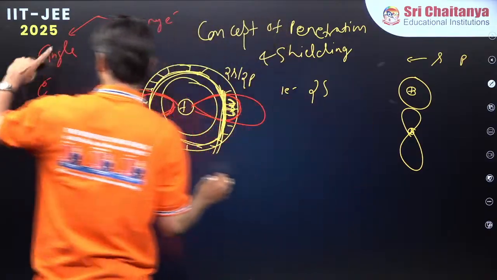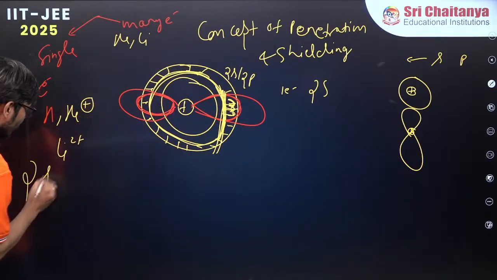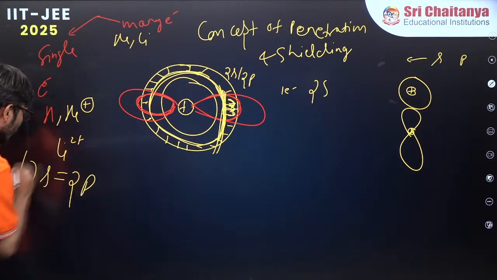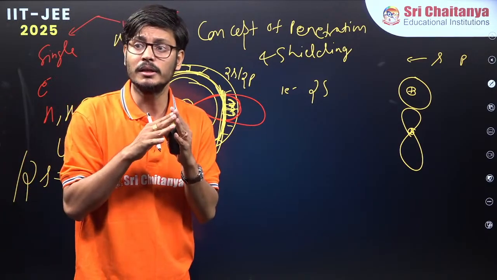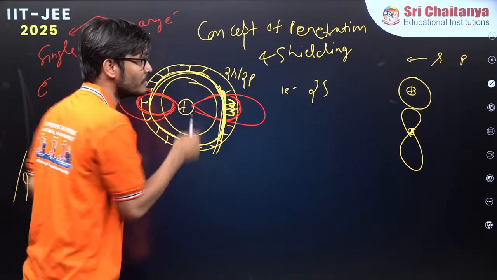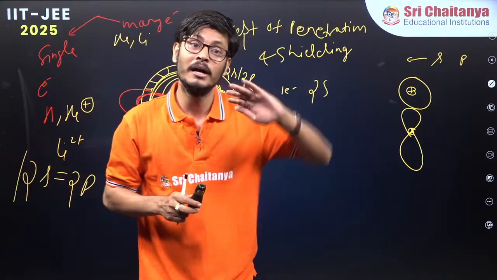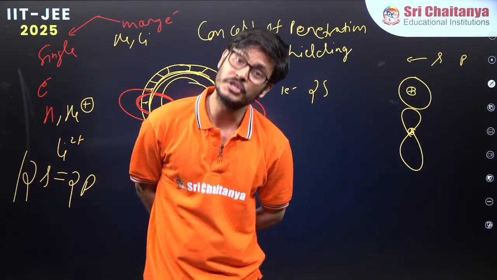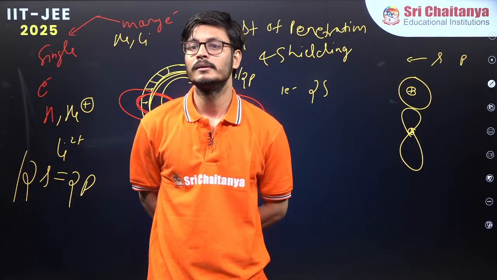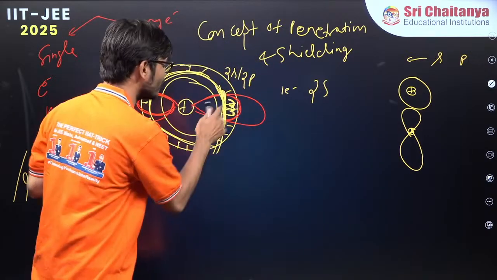In the case of a single electron, the energy of 2s was equal to 2p, because there is no repulsion, no penetration. But once the penetration happens, shielding will happen. As soon as penetration happens, what will happen? Shielding will happen. So now 2s and 2p are different.